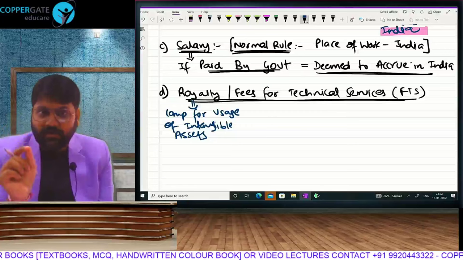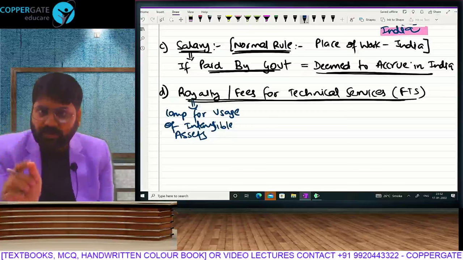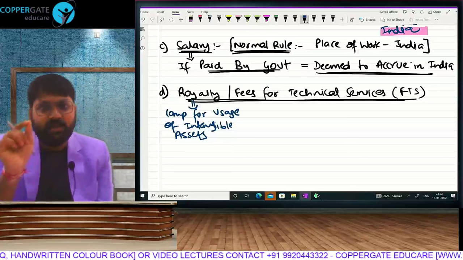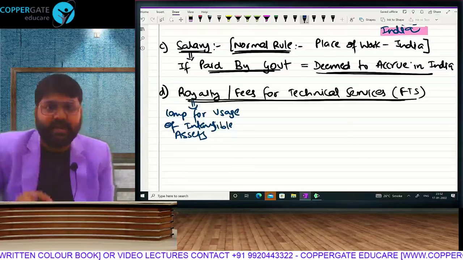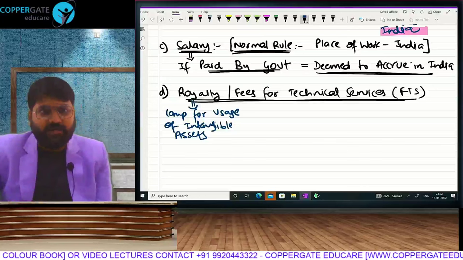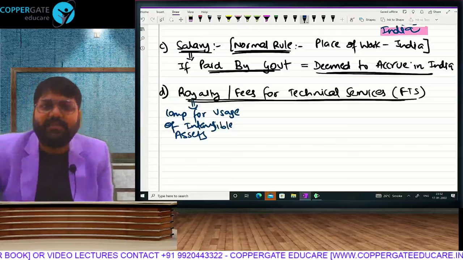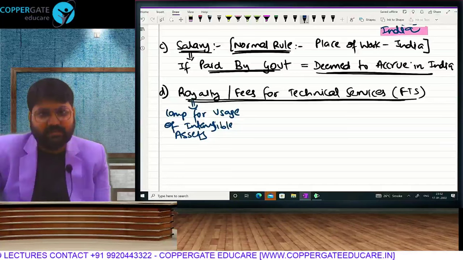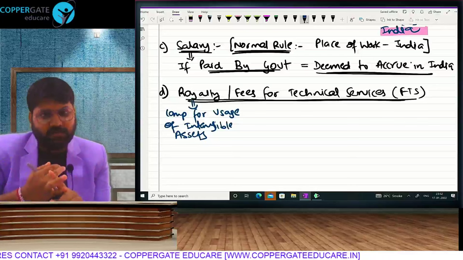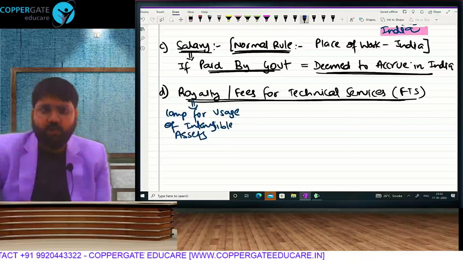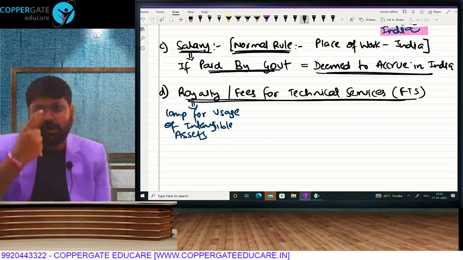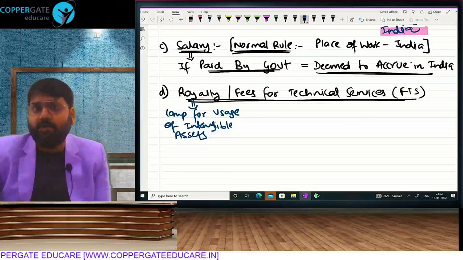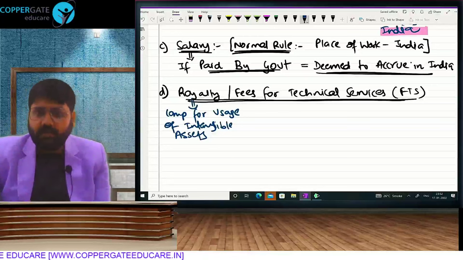The user, see if you understand this line, the user of an intangible asset will pay royalty to the owner of the intangible asset, just like the user of a tangible asset pays rent to the owner of the tangible asset. So you can call them lessor and lessee also. These are accounting terms. If you know them, it is okay. Otherwise, relax. User and owner, you understand? User will pay owner. For a tangible asset, the payment is called rent. But for an intangible asset, the payment will be called royalty.